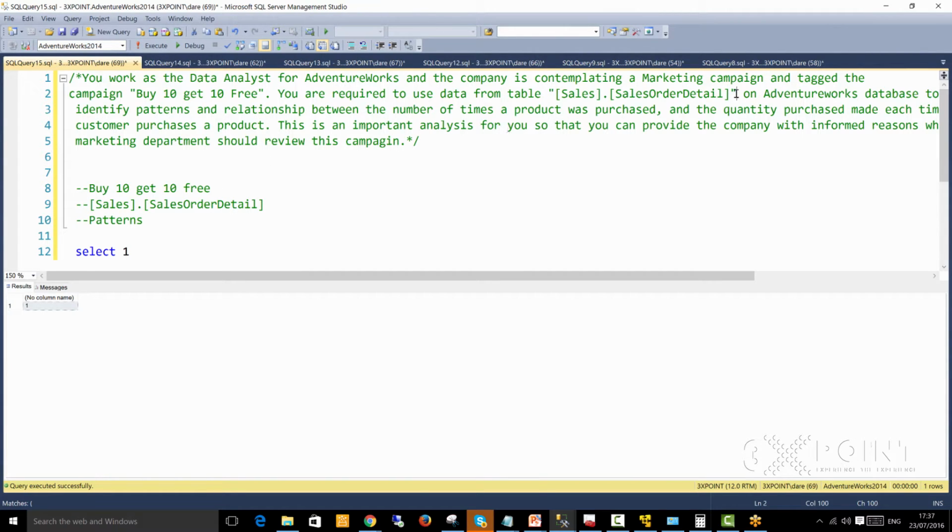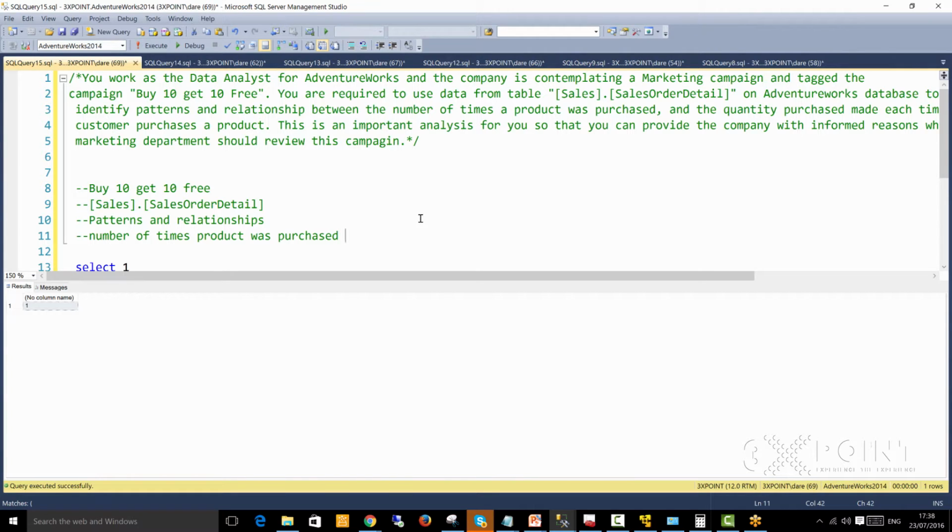All right, so we've taken this table name out of it, and it says on our database to identify patterns and relationships. So patterns and relationships is what I'm looking for, basically, between the number of times a product was purchased. Now we're getting into some good stuff here. Number of times product was purchased. So I want to know how many times a product was purchased.